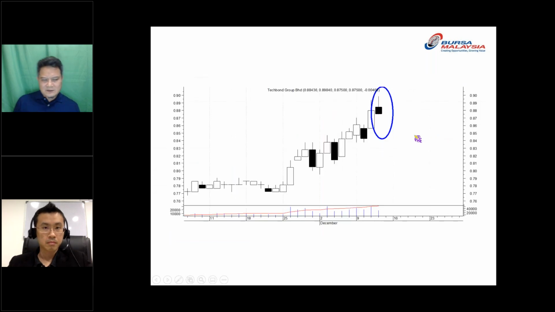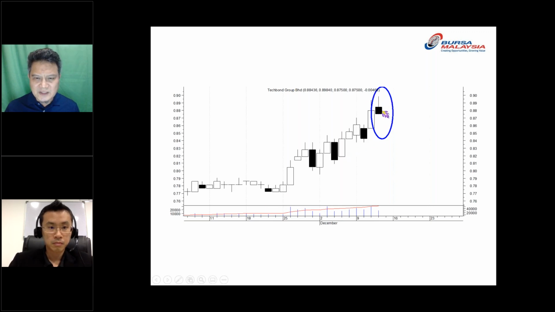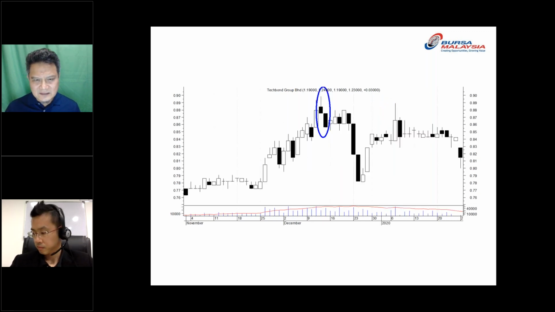This is another example. You can see the price move all the way up, and then suddenly a shooting star appears. The next candle gives you a confirmation, and after that the price all comes down.